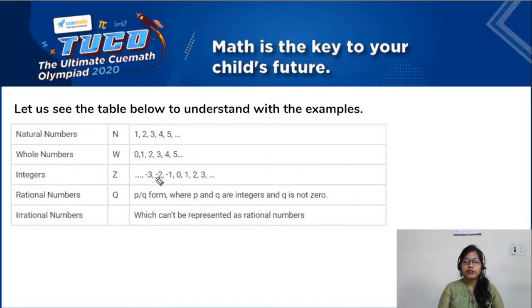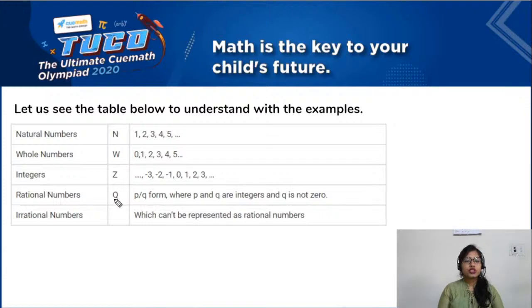Integers are a set of numbers which consist of both negative and positive numbers, including a 0. So you can see negative 1, negative 2, negative 3, till negative infinity, with a 0. And then towards the positive side you also have 1, 2, 3, and it goes on till infinity. So this is what your integers are.